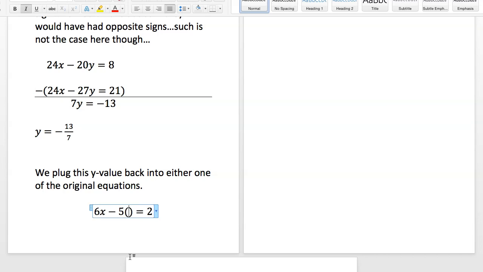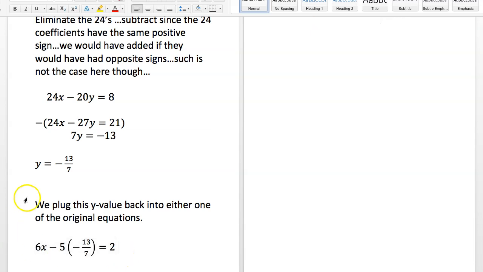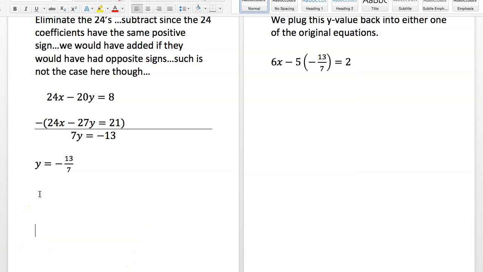Now I plug that in for y. So negative 13 sevenths gets plugged in. You'll need the parentheses because you're using a number now, right? When it's a variable we don't, when it's a number we do, and a lot of people find that weird, but it's just the table manners of algebra. We use parentheses when we put the number in. It's kind of like wearing a tuxedo to a prom. You put parentheses around the number.